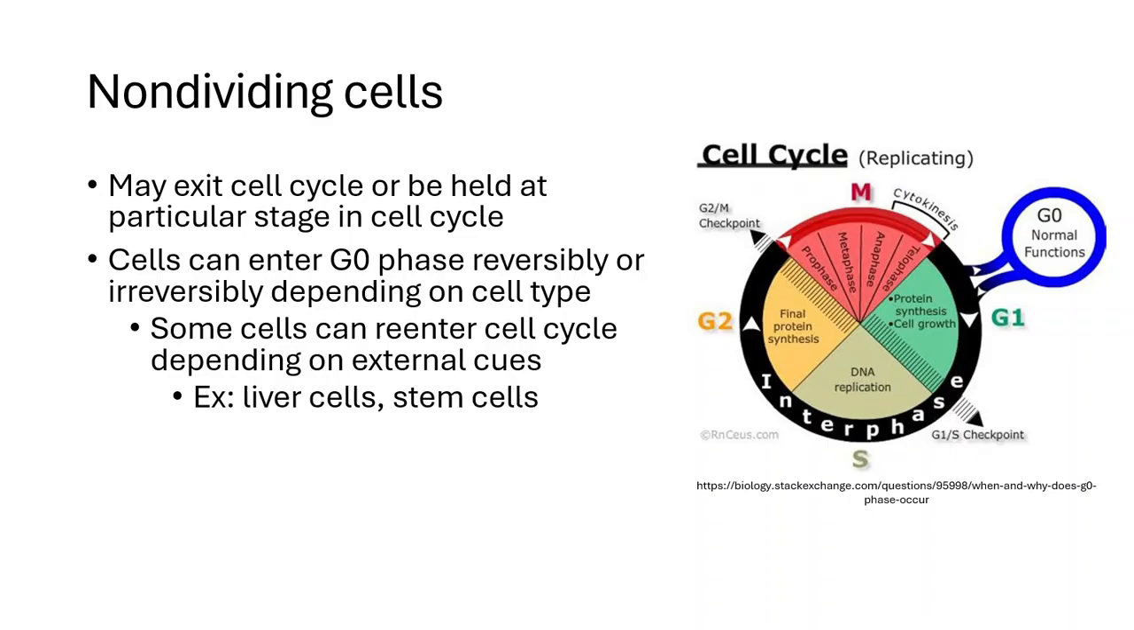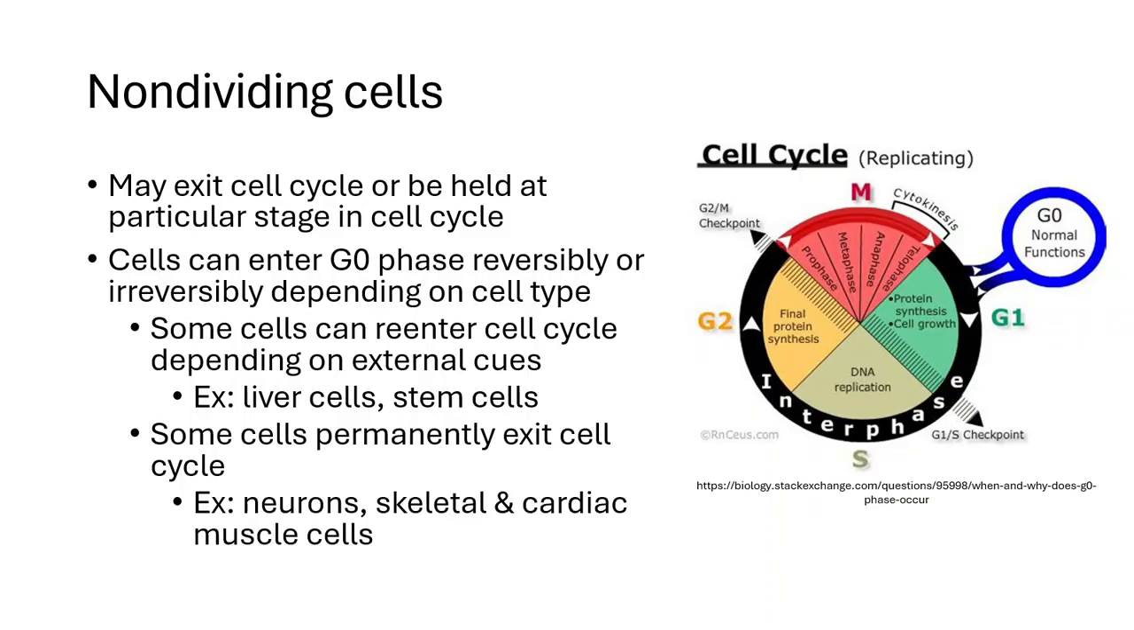These are things like stem cells and liver cells, which can reproduce. Other cells will permanently exit the cell cycle, and for the rest of the lifespan of a human, they will not divide again. So, neurons, skeletal muscle, and cardiac muscle cells, once they're mature, do not divide again.